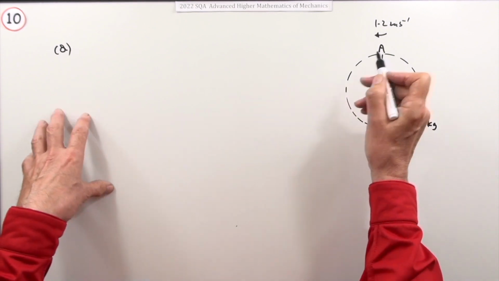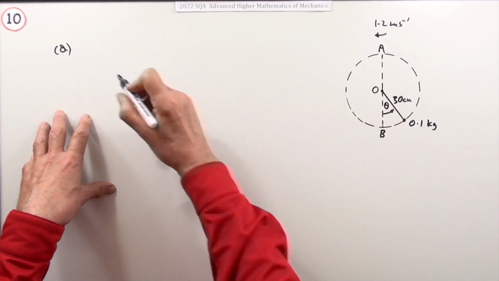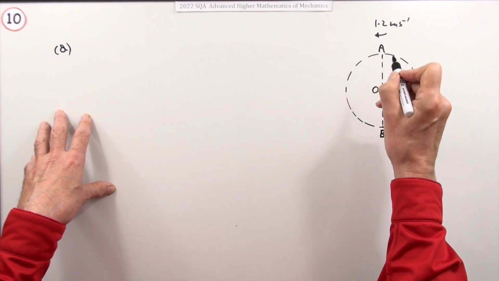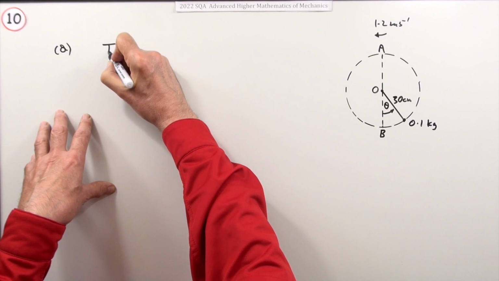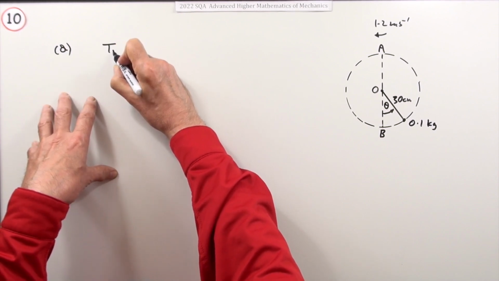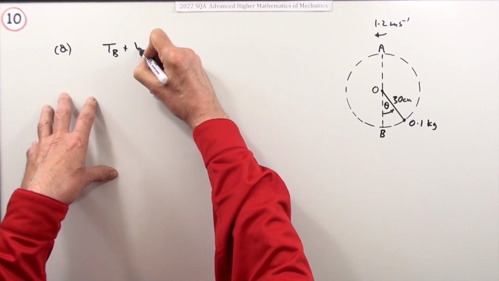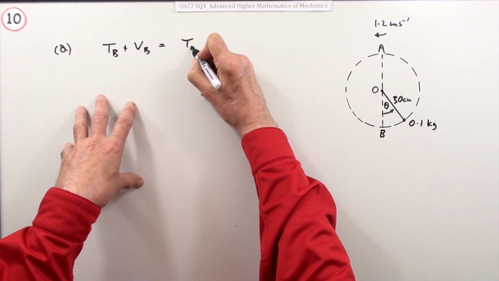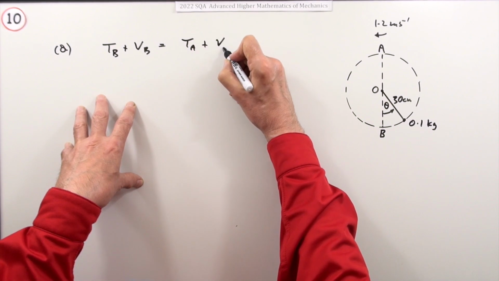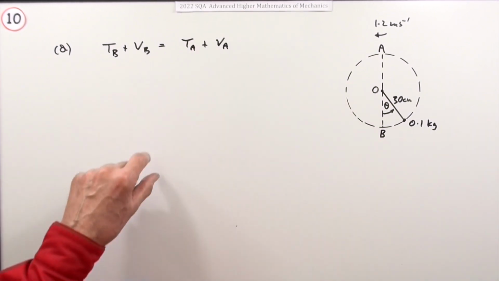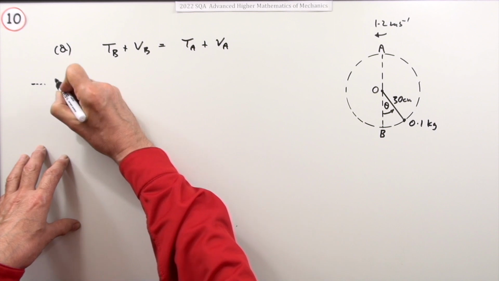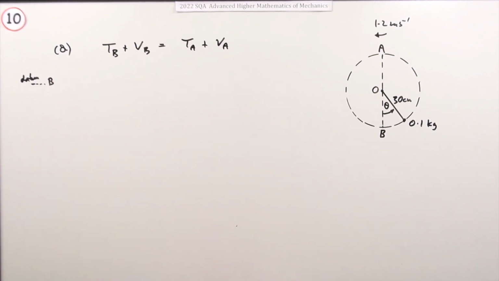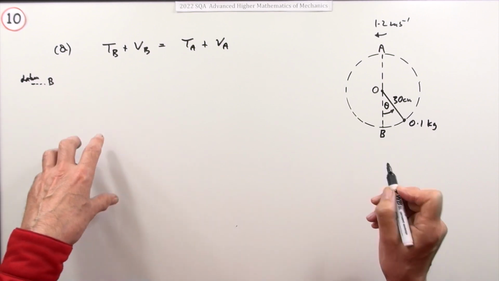I think I'll use the notation this time, the sort of engineering one, which is T for the kinetic energy, V for the potential energy. So I'll say this. T, the kinetic energy at B plus the potential energy at B must be the same as it was previously, T at A plus V at A. Now, if I'm measuring the potential energy, I'll need a datum. So here's my datum, B. So my heights are getting measured from B, so B's at height 0.